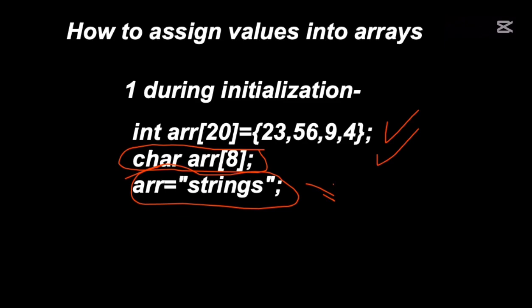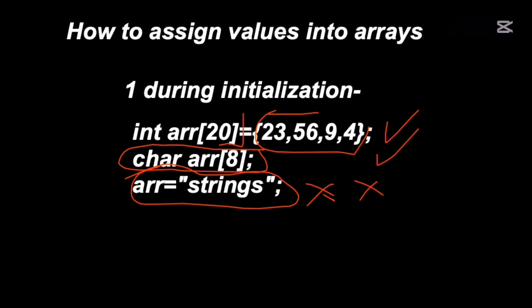Even if it's an integer array. So let's say I do something like this. I declare first, then I'm trying to assign values here. It's not going to work. So this is only valid during initialization.